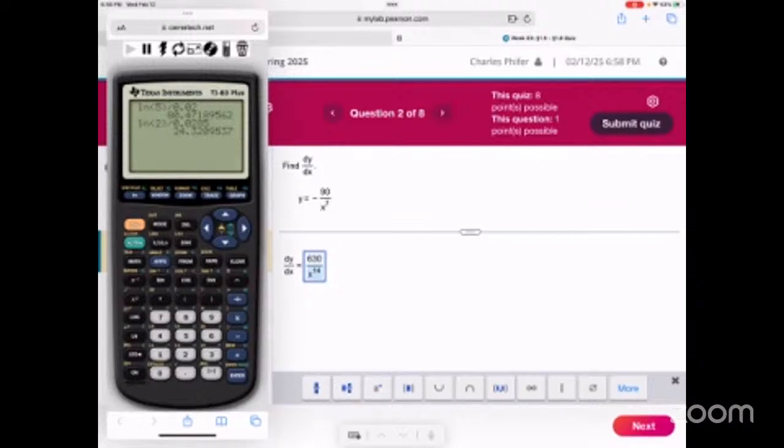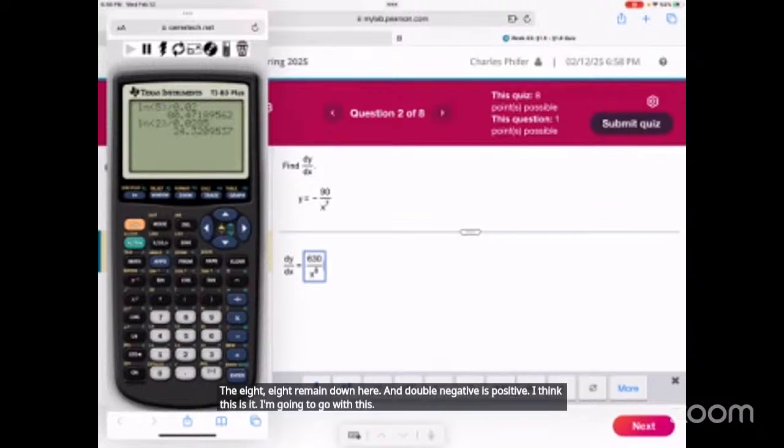14 minus 6 is an 8. 8 remain down here. And double negative is positive. I think this is it. I'm going to go with this. I'm watching the clock.